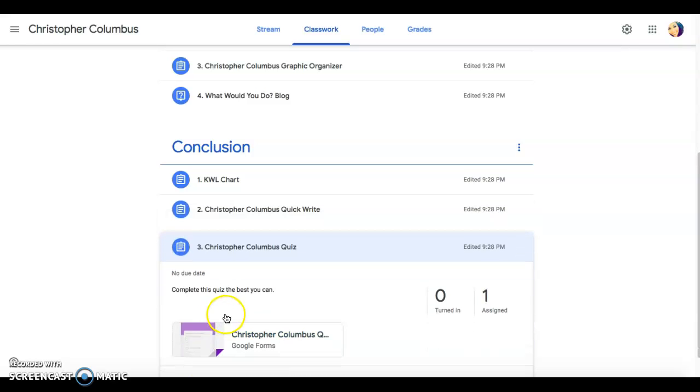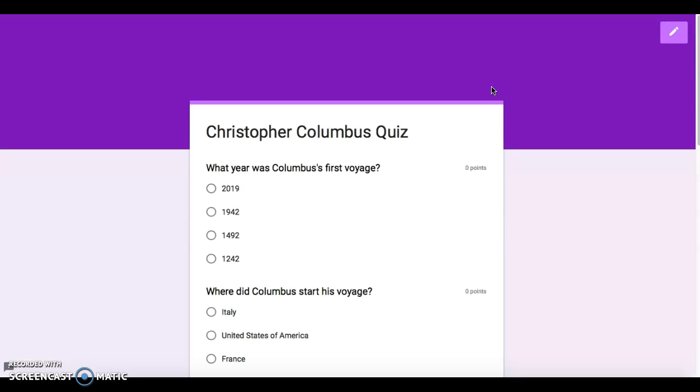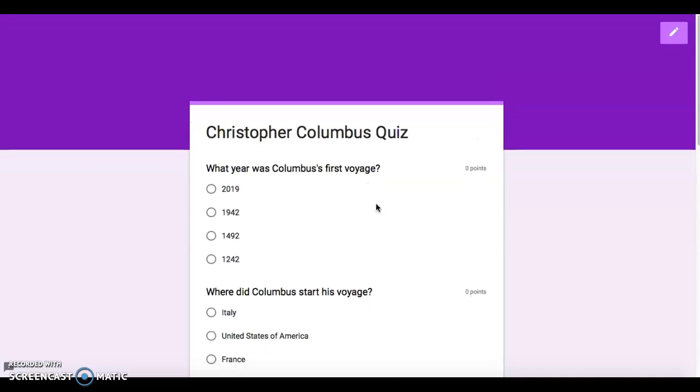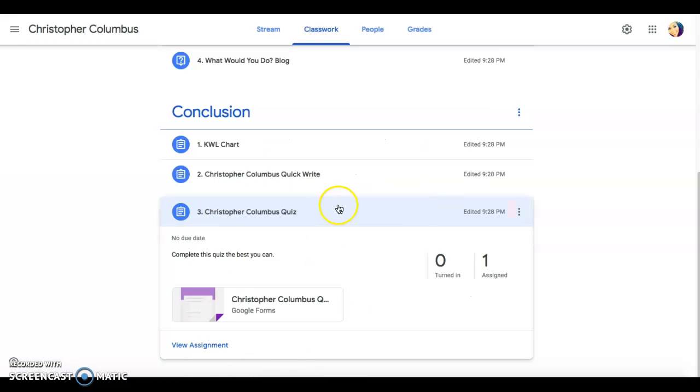Then finally, I put a quiz in here just so I can see what they actually learned and if they learned the correct information. And that is my unit.